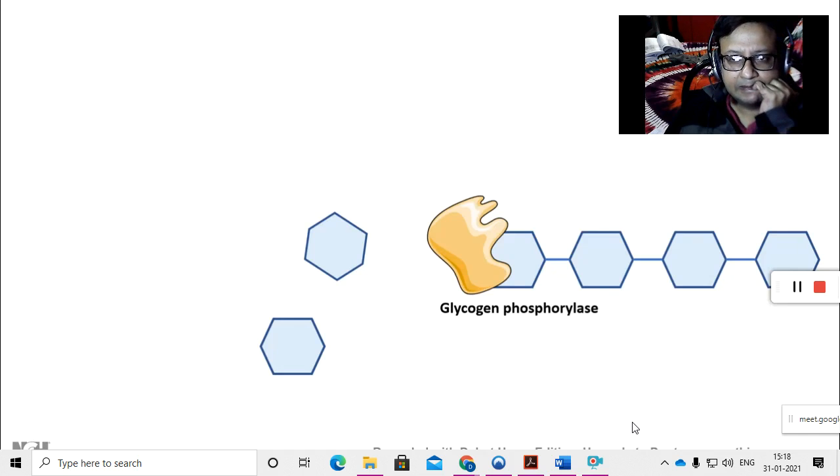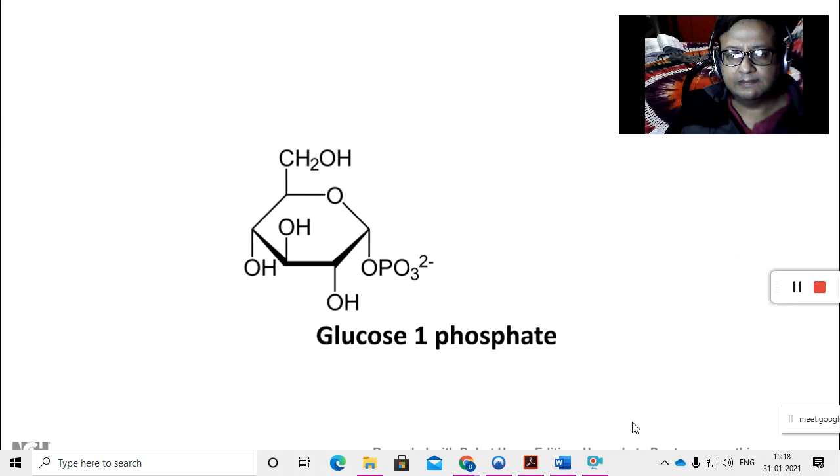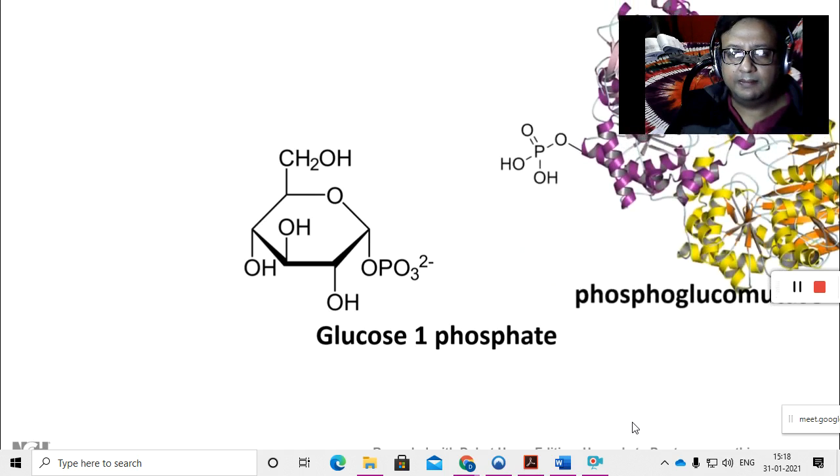So this is how glycogen phosphorylase is one of the rate limiting enzymes in glycogenolysis. Now once the glucose residues are broken down and in the format of glucose 1 phosphate, let's see what happens to this glucose 1 phosphate. So glucose 1 phosphate, with the action of phosphoglucomutase, is getting converted into glucose 6 phosphate.